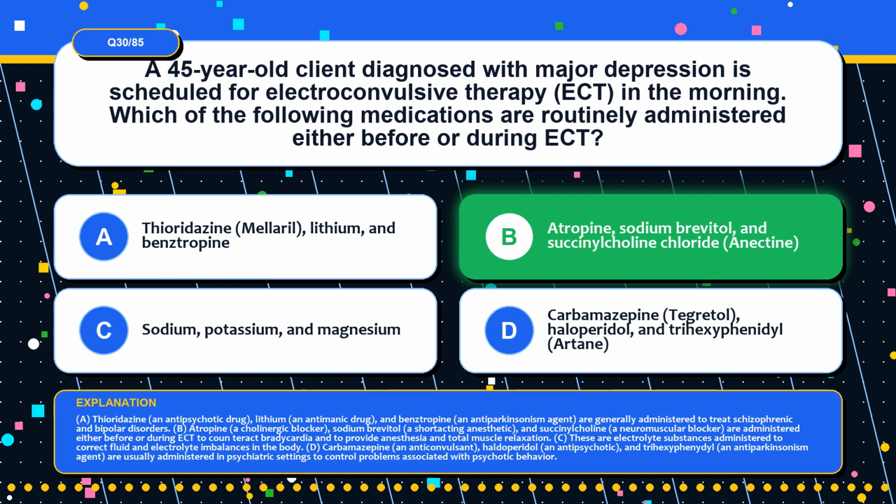C. These are electrolyte substances administered to correct fluid and electrolyte imbalances in the body. D. Carbamazepine, an anticonvulsant, haloperidol, an antipsychotic, and trihexyphenidyl, an antiparkinsonism agent, are usually administered in psychiatric settings to control problems associated with psychotic behavior.